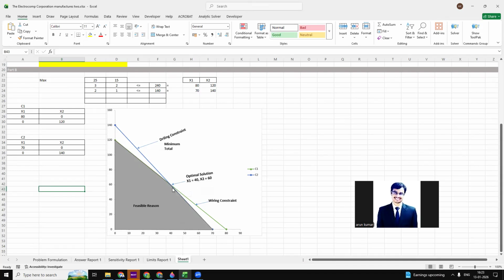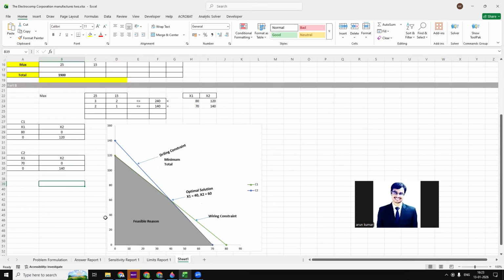This point, where the two lines meet, is x1 equals 40 and x2 equals 60. And this orange and red line becomes the wiring constraint. They are C1 and C2. And so this one is the solution for this question.